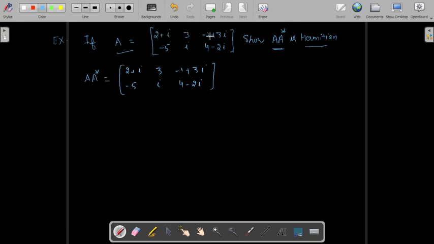When I transpose it, the rows change into columns, and I will take its conjugate. So this becomes 2 minus iota, because the conjugate of 2 plus iota is 2 minus iota. 3, because it is real, stays as it is. Minus 1 plus 3 iota, when I conjugate it, becomes minus 1 minus 3 iota. Next, the second row becomes the second column. So minus 5, minus iota and 4 plus 2 times iota.